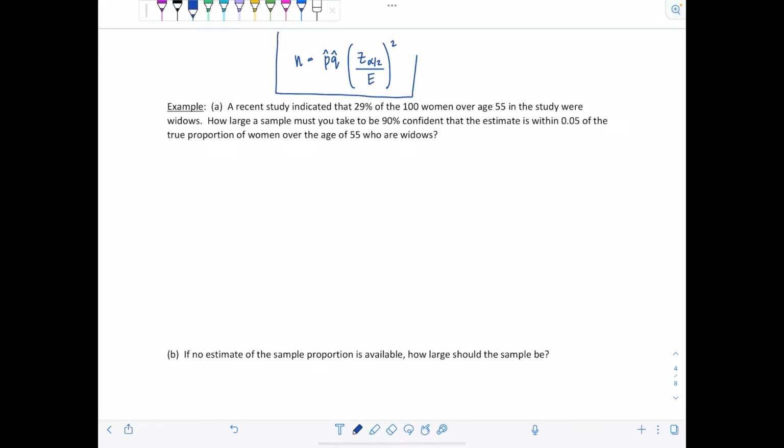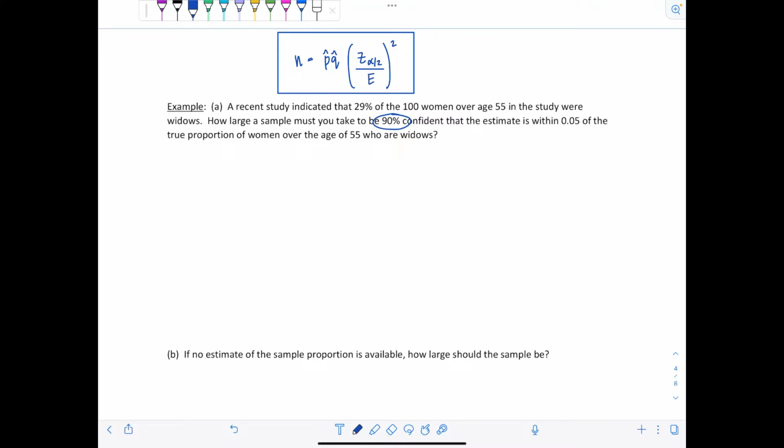Okay, so it says, a recent study indicated that 29% of the 100 women over age 55 in the study were widows. How large a sample must you take to be 90% confident that the estimate is within 0.05 of the true proportion of women over the age of 55 who are widows?